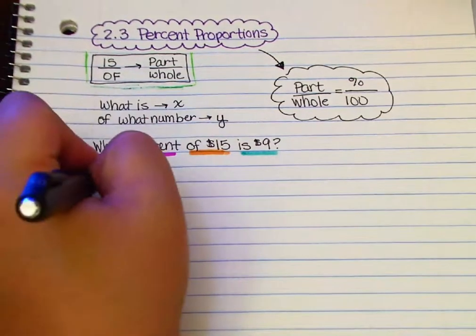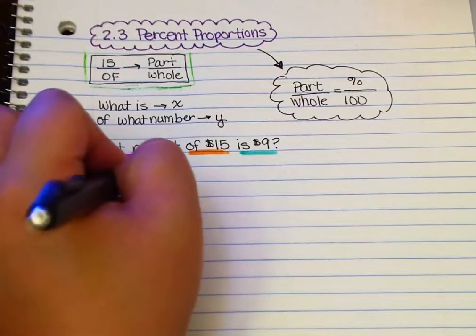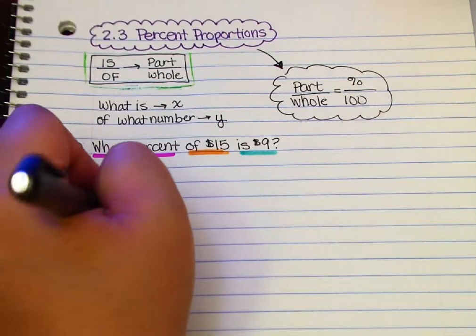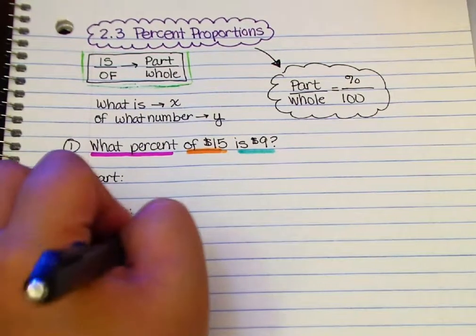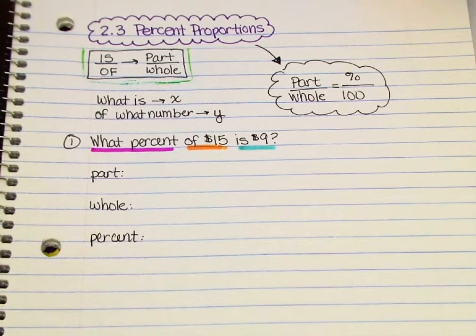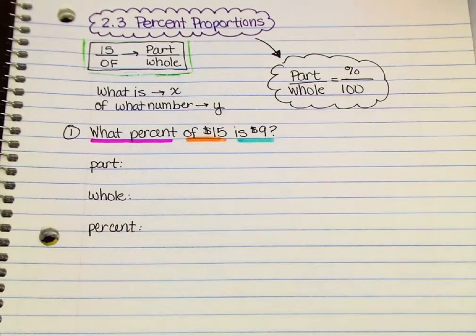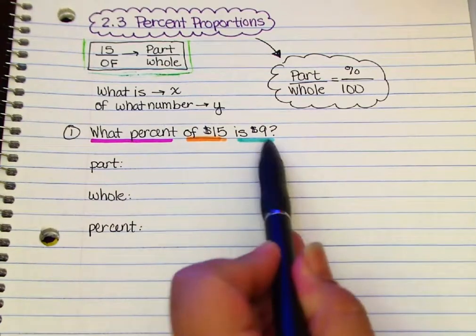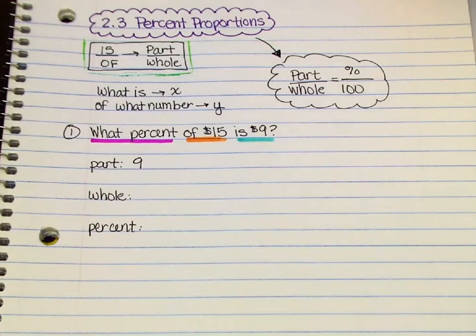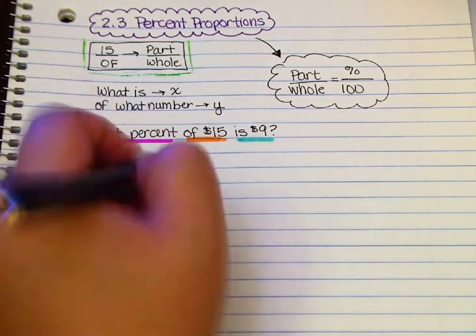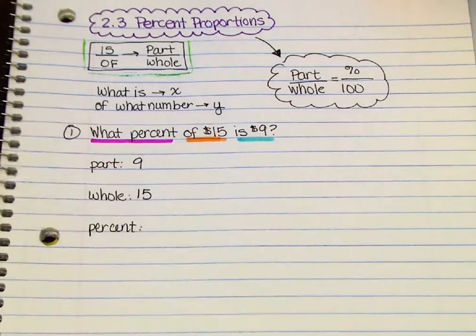We want to know part. We want to know the whole. And we want to know the percent. Okay, so what this means, remember, the "is" is the part, the "of" is the whole. What percent of 15 is 9? So when we look, the "is" is the part, so that happens to be our green, so that's 9. The "of" is our whole, and that happens to be "of 15", so that's 15. And it even tells us what percent.